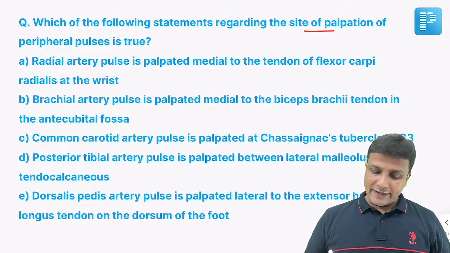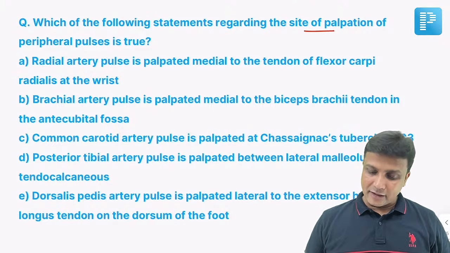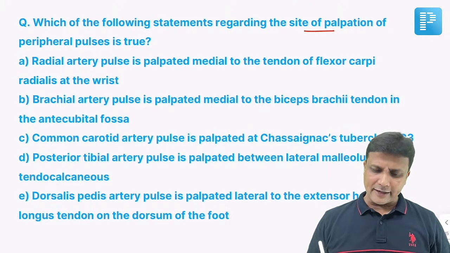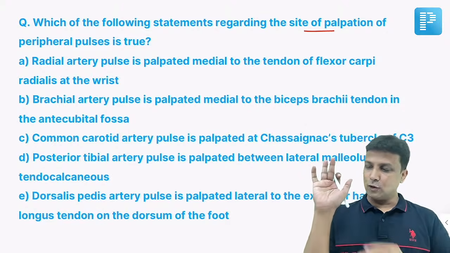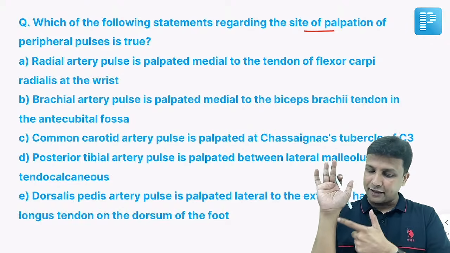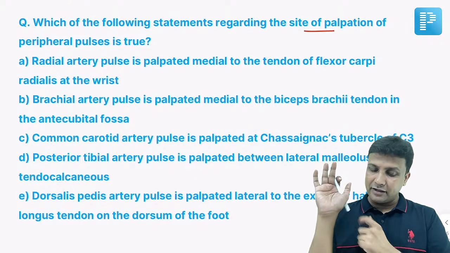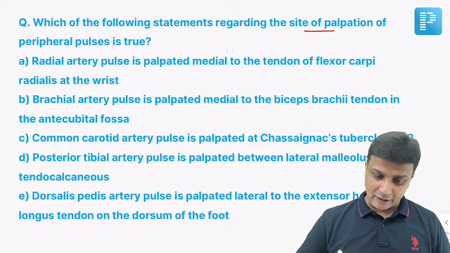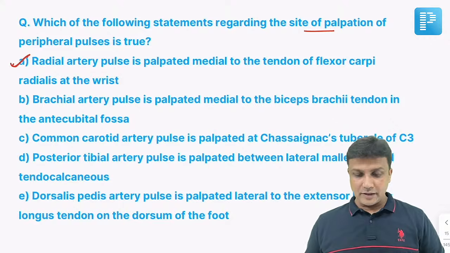Radial artery is palpated medial to the tendon of flexor carpi radialis at the wrist. Of course, this is the wrist here. On the lateral side, you'll be able to see the flexor carpi radialis tendon here, and just medial to that one, you'll be able to palpate the radial artery. So this is absolutely true here, sir. Next one.